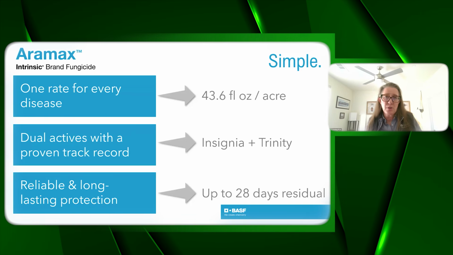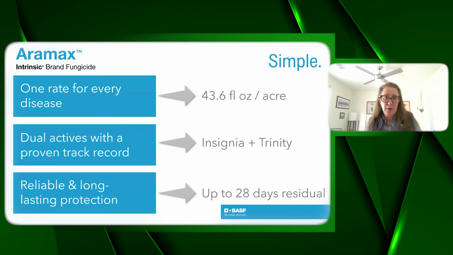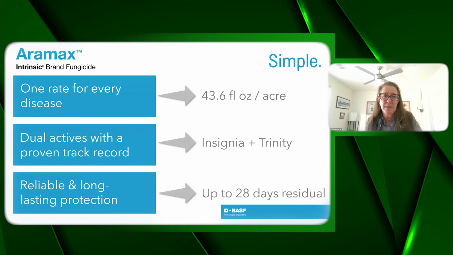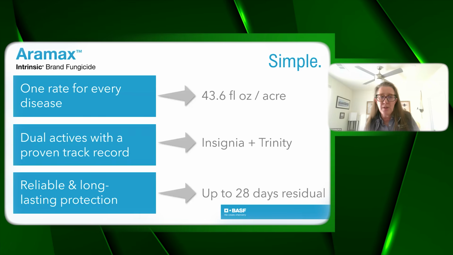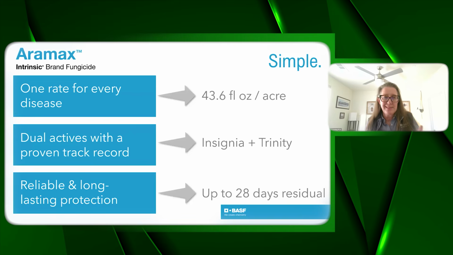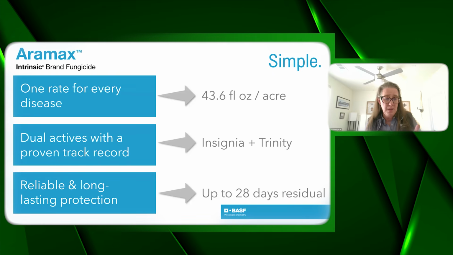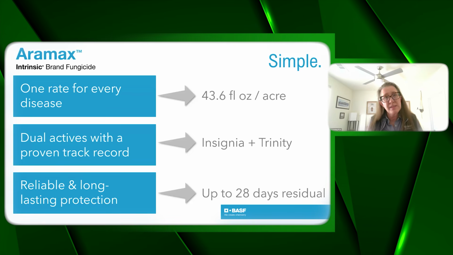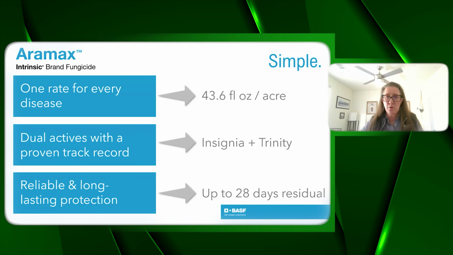So what that means is when you go to use this product, it's one rate for every disease. It's 43.6 fluid ounces per acre and 1 ounce per 1,000 square feet. So that's your fairway rate and your greens rate. You have these two active ingredients, these two molecules that have long proven track records, and you get reliable, long-lasting protection, up to 28 days residual. And that's based on what we see in field trials and based on Rick Latin's premise that the better your control is when you make your application, the longer your residual is going to last. But we see that over and over again in our data, which I'm going to show you a very tiny amount of because I know nobody likes charts.